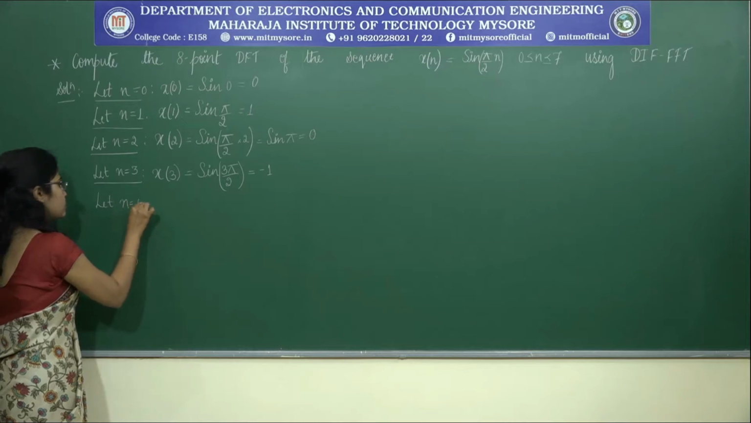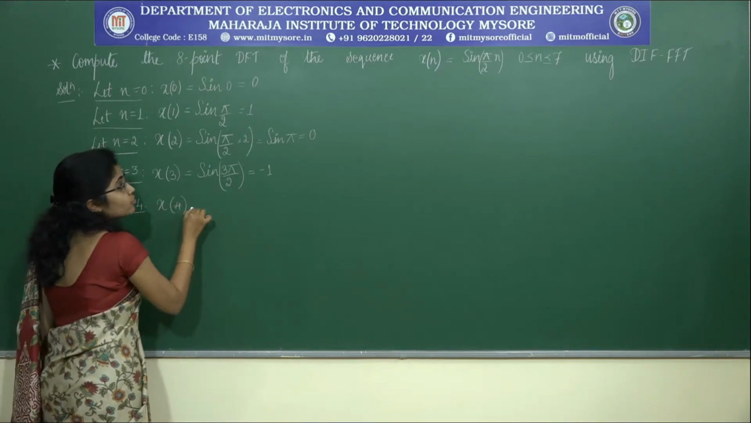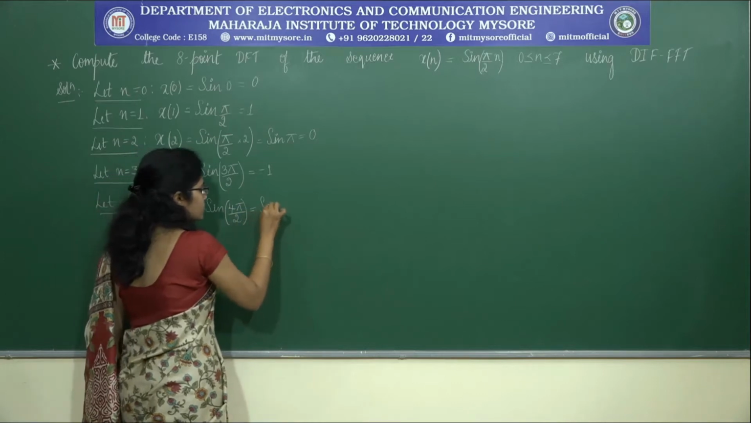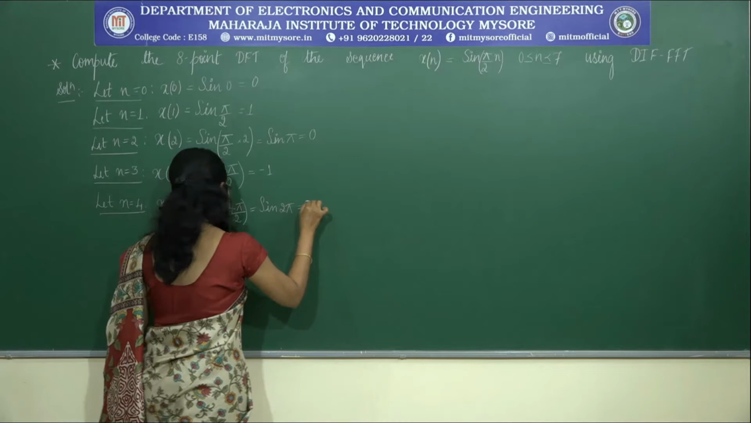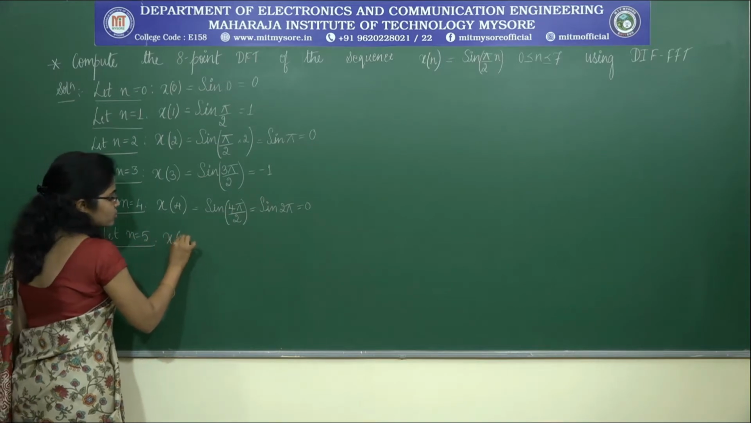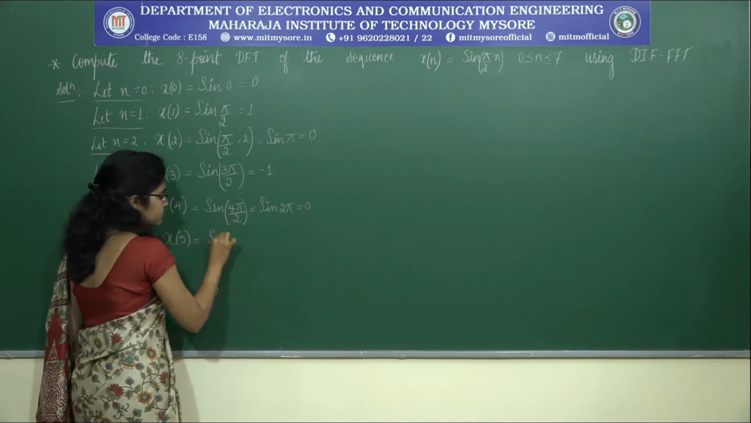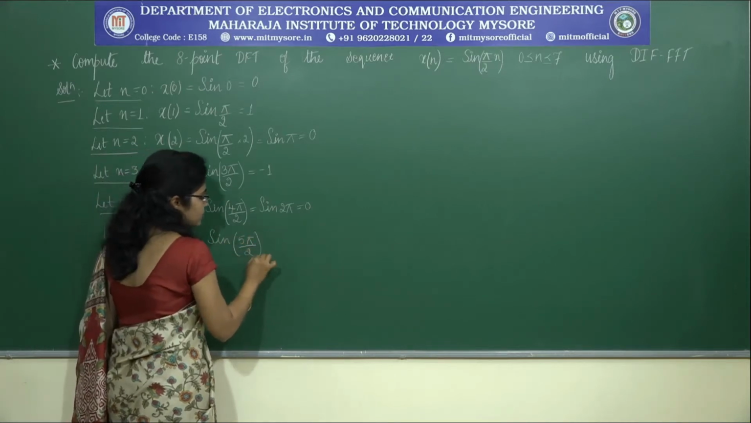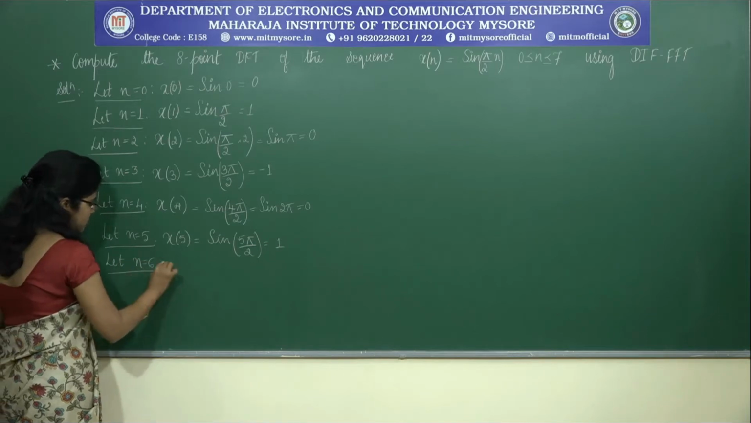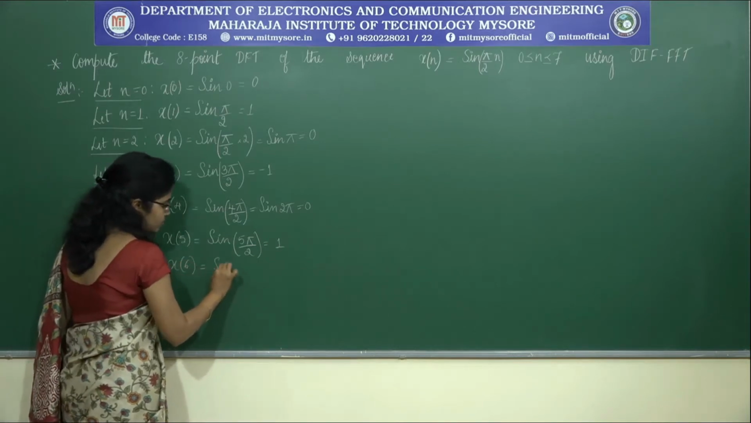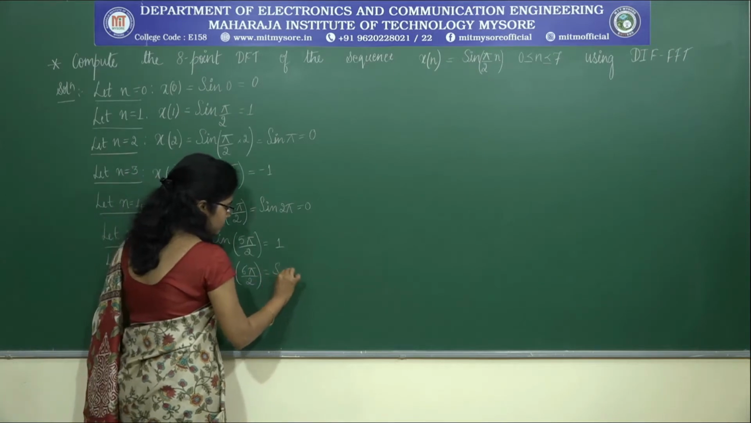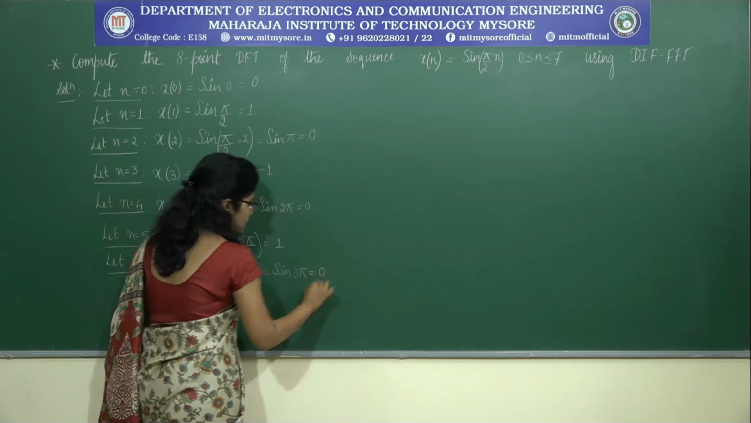Let the value of n be equal to 4, the next value of n. So, x of 4 will be equal to sin 4 pi by 2, which is equal to sin 2 pi, which is equal to 0. Let n be equal to 5, which gives us x of 5 equal to sin 5 pi by 2, that is equal to 1. The next value is n equal to 6. x of 6 is equal to sin 6 pi by 2, which is sin 3 pi, which is equal to 0.